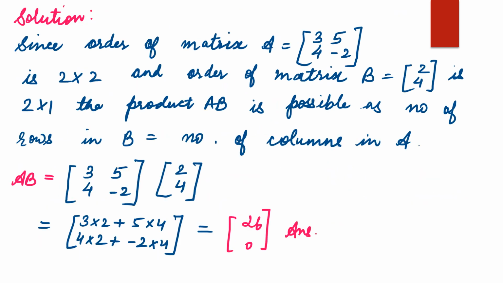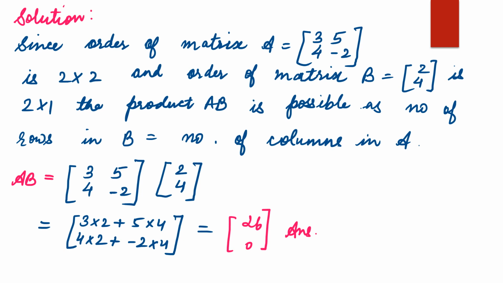Solution: since the order of matrix A is 3 by 2 and the order of matrix B is 2 by 1, therefore a product AB is possible, as the number of rows in B is equal to the number of columns in A. That is the condition.